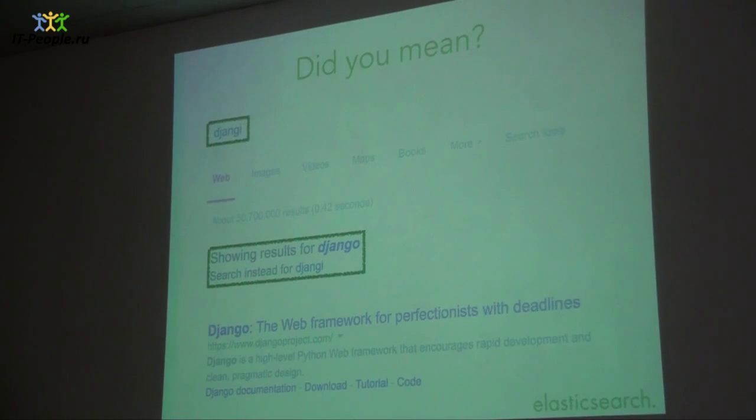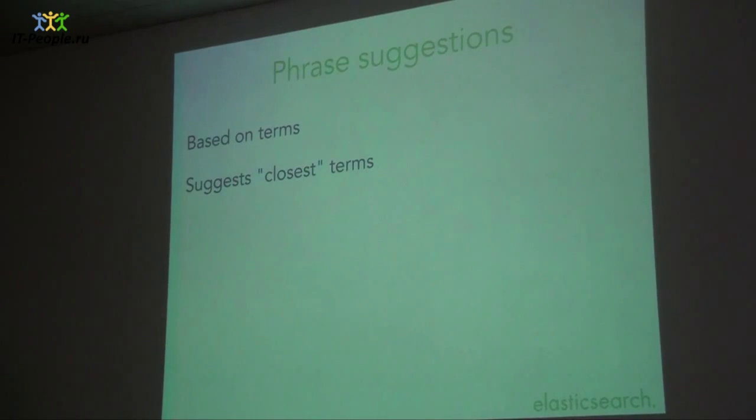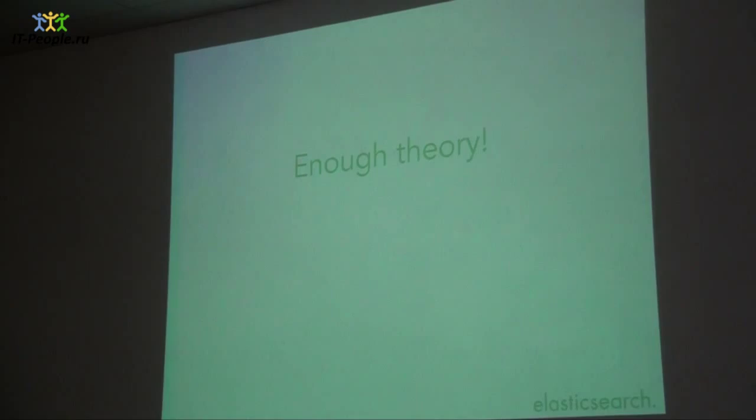So in the neighborhood of this term, if I find something that actually occurs in the data set a lot more times, I am now confident that I can make suggestions. So it's based on the terms, and it will offer you the closest variant that actually is in the index. So this should be enough theory for now. We can go back more later.